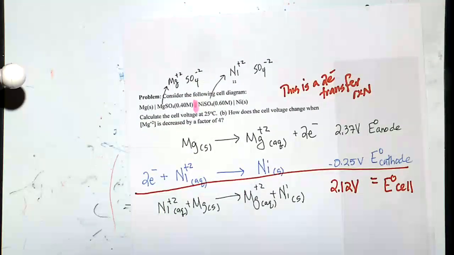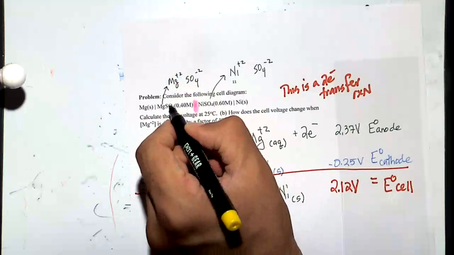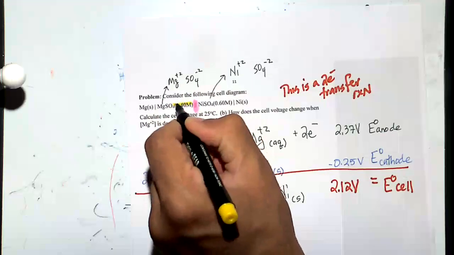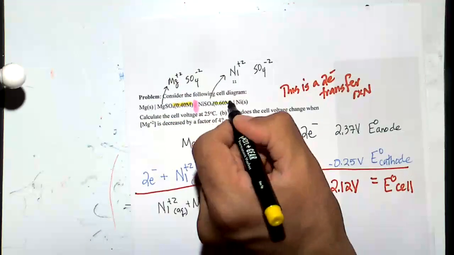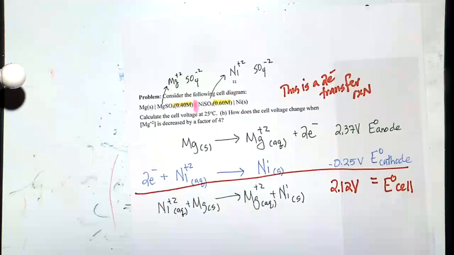Okay, so this is not the answer. This is at standard state. Okay, are we at standard state? The answer is no, because we have our Mg plus 2 at 0.4 and we have our nickel plus 2 at 0.6. Okay, so let's go ahead and use what is called the Nernst equation. The Nernst equation is this. I'll give this to you on the exam.